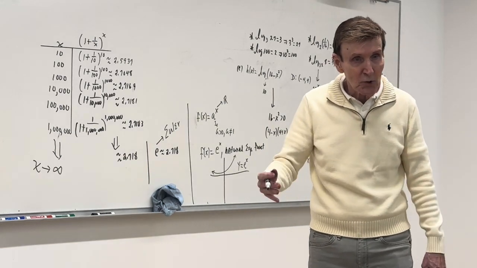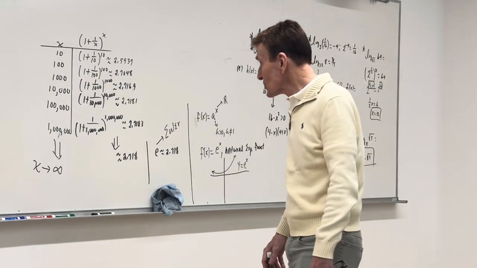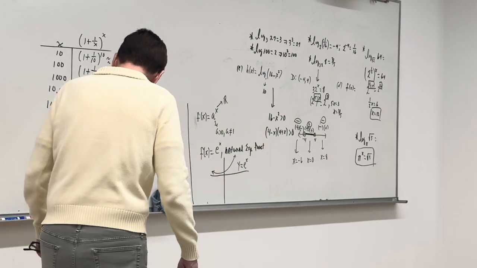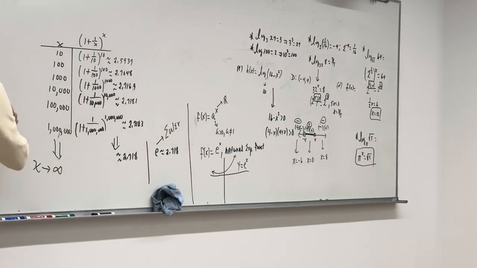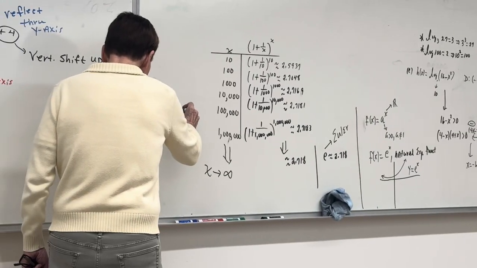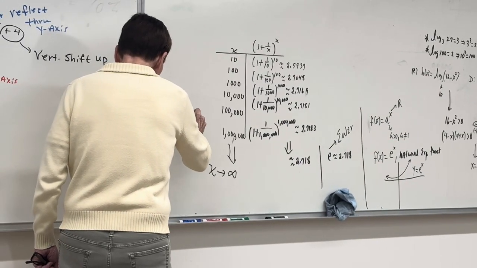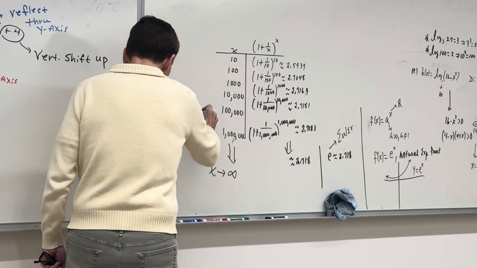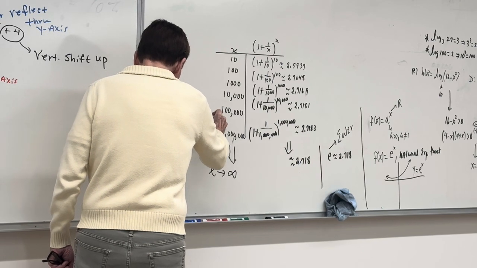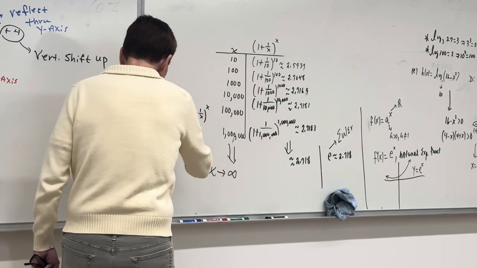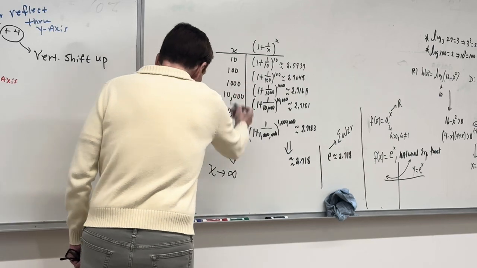Okay, and e is roughly 2.718. Now, before I give you the little challenge problem, let me write this out. Guys, your textbook says e is equivalent to the limit, as x is approaching infinity, of this strange expression from that table.